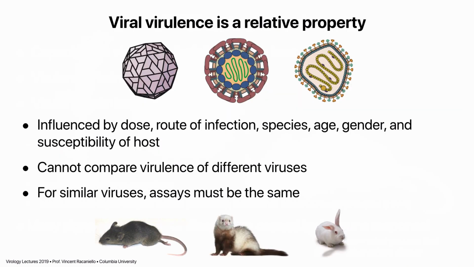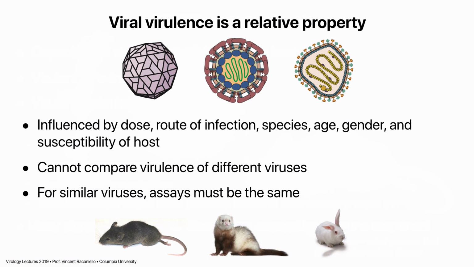Another really key concept here is that virulence is a relative property. It is not absolute. So it is influenced by many things: the dose, the route of infection, the species you're using, their age, actually for an animal it should be sex, not gender, because gender is a cultural thing, right? Social cultural thing. So mice, well, I may be insulting mice, but I don't think they have gender. It should be sex and susceptibility to the host.